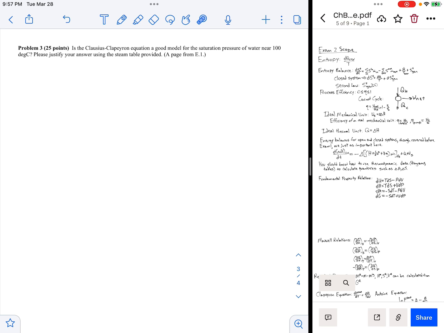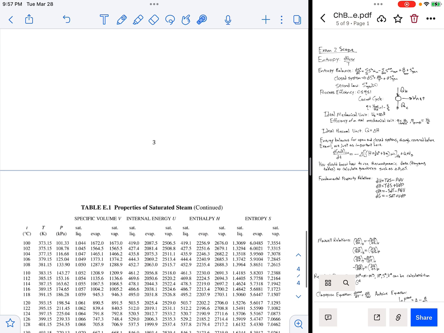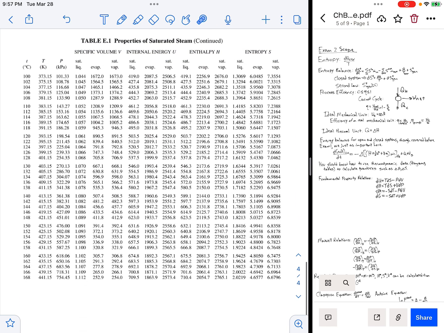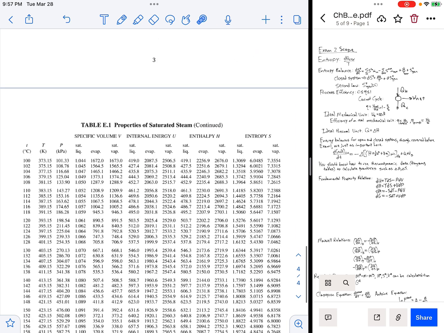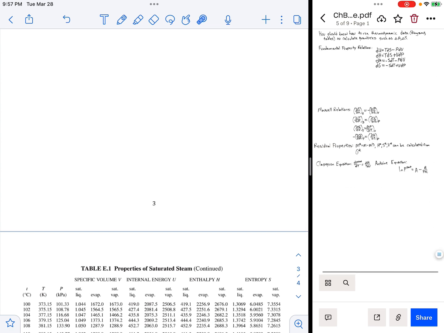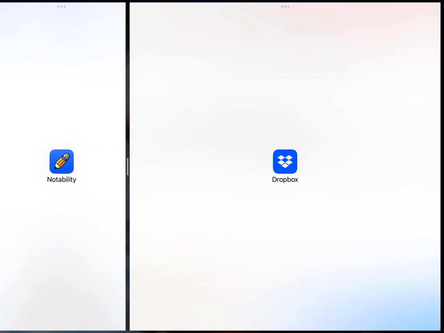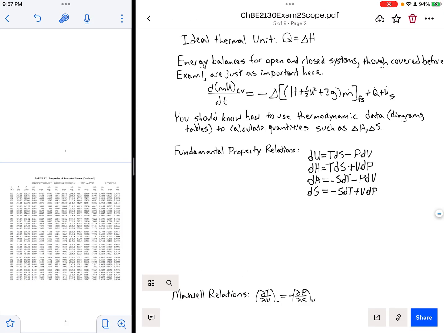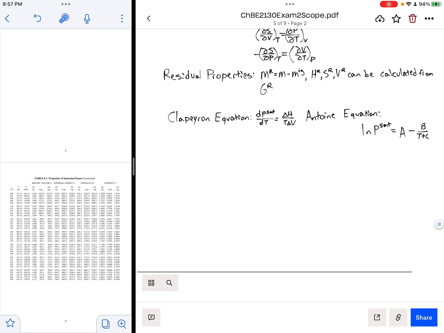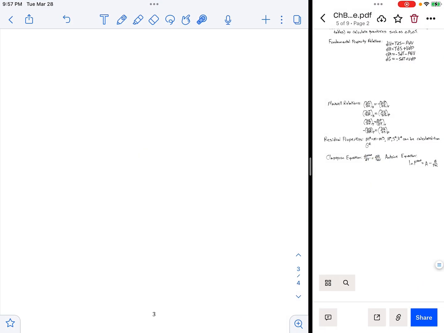Okay, so problem 3: is the Clausius-Clapeyron equation a good model for saturation pressure of water near 100 degrees C? Justify your answer using the steam table provided. So we have volume, enthalpy. The Clausius-Clapeyron equation is at the bottom. Well, it just says Clapeyron equation, but the Clausius-Clapeyron is a simplification, and the equation sheet goes into the different forms.